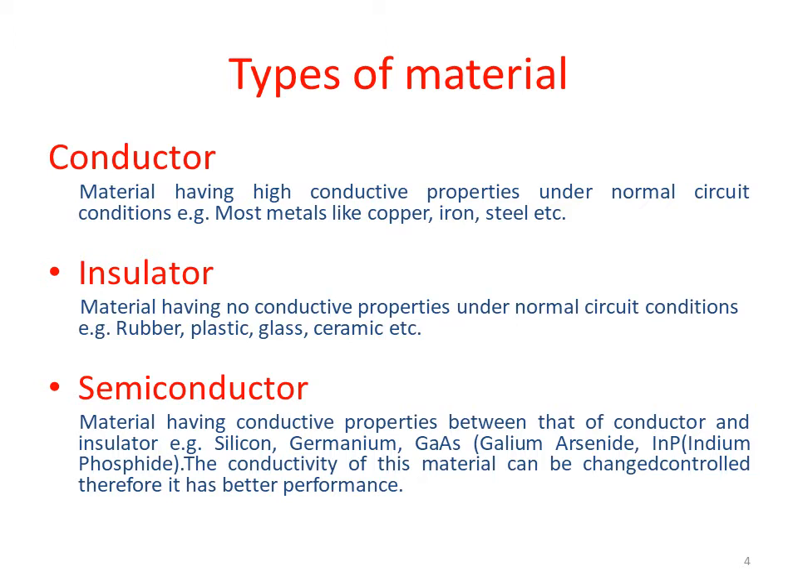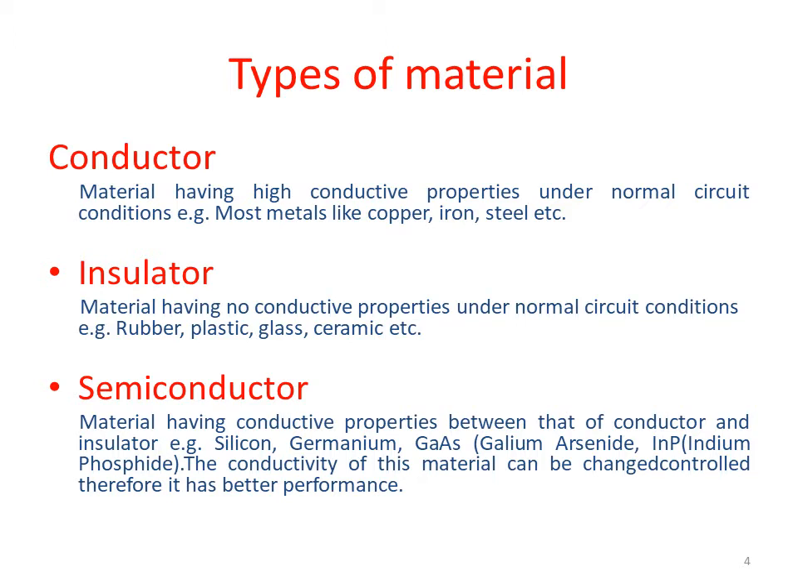Those materials which allow a sufficiently large amount of current to flow through them without any hindrance are called conductors, and they do so under normal circuit conditions. We only need to apply the voltage over the material; no special temperature, no special pressure and other atmospheric conditions are required. Most of the metals are good conductors of electricity, like copper, iron, steel, etc.